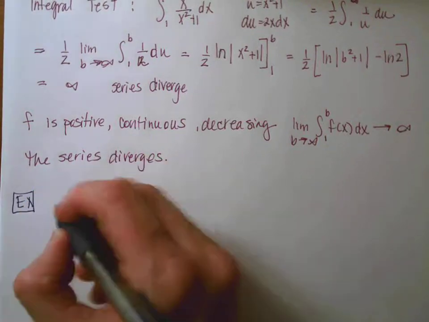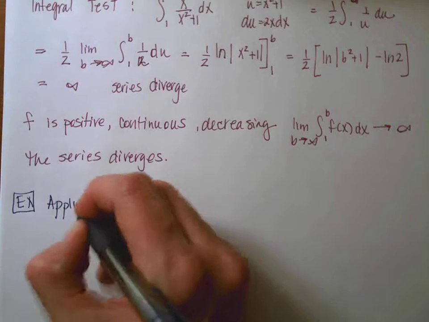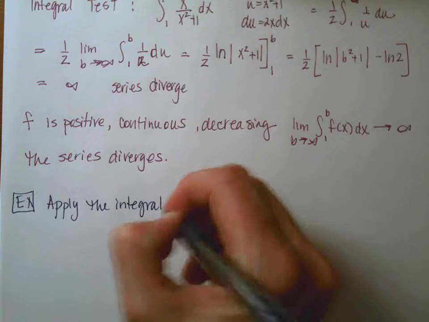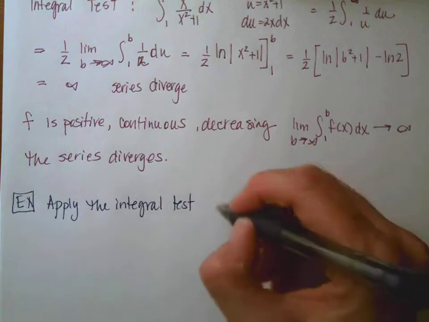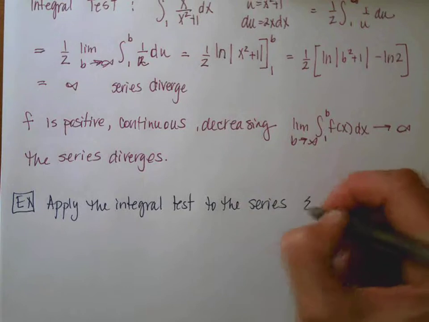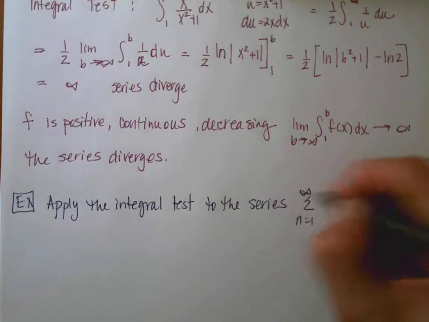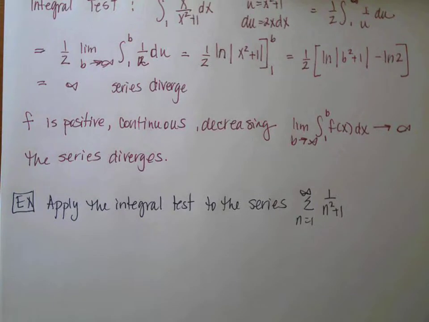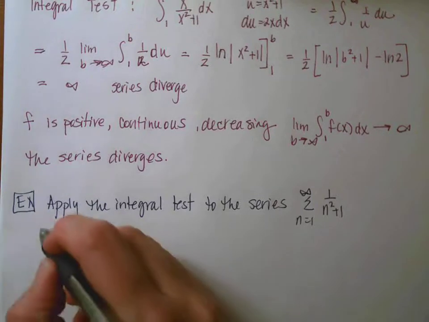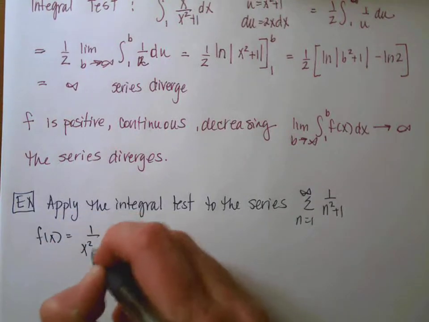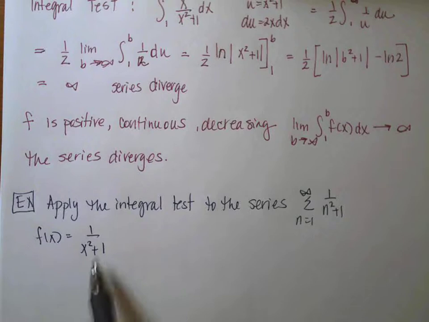problems in class together. So for the second example, we want to do the same thing. We want to apply the integral test to the series, the sum from n equals 1 to infinity of 1 over n squared plus 1. So again, we're going to do the same process. So if I actually convert my function, then I'm going to have 1 over x squared plus 1.